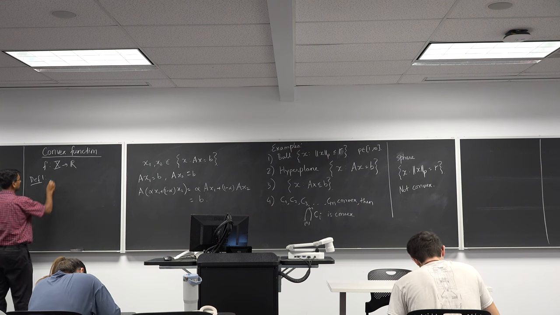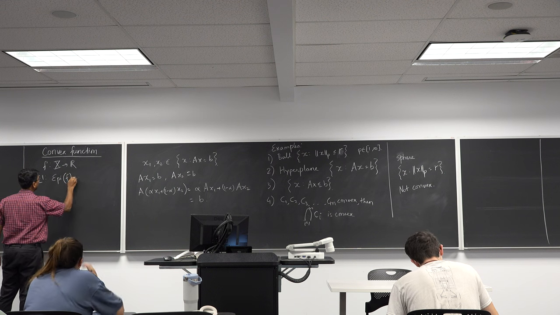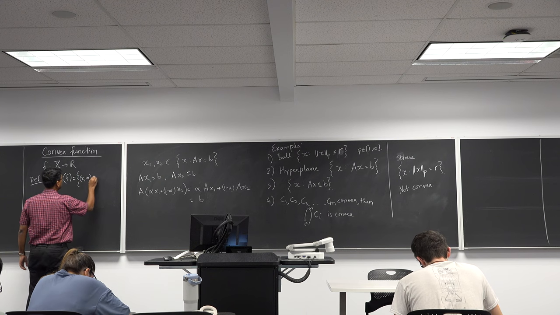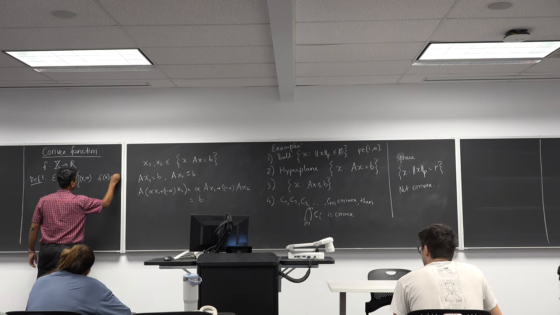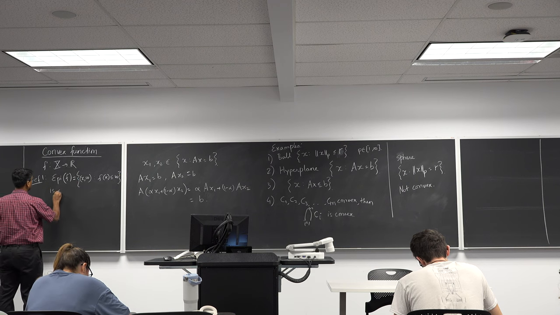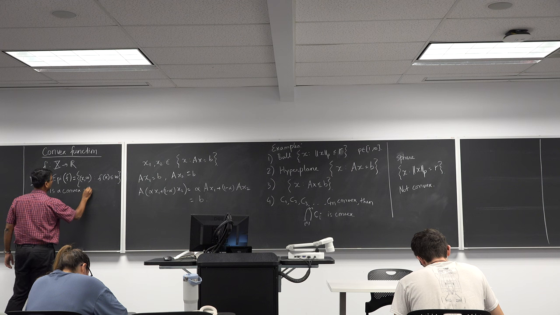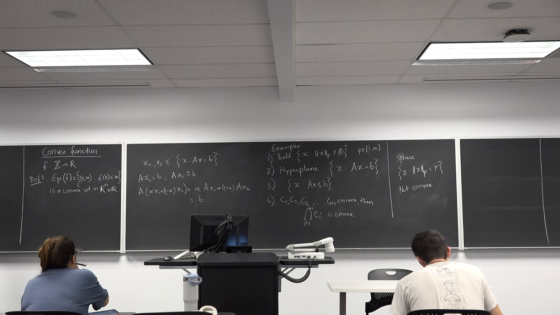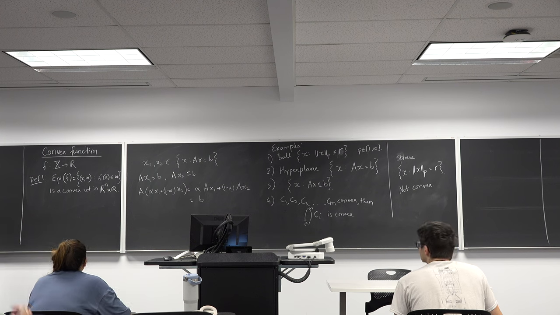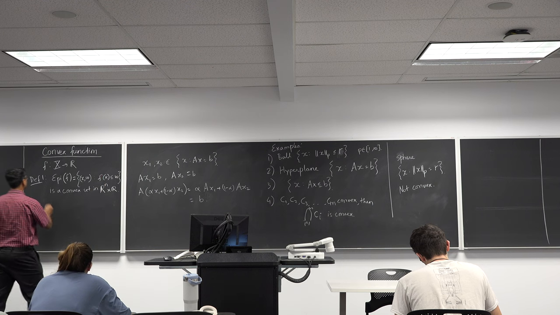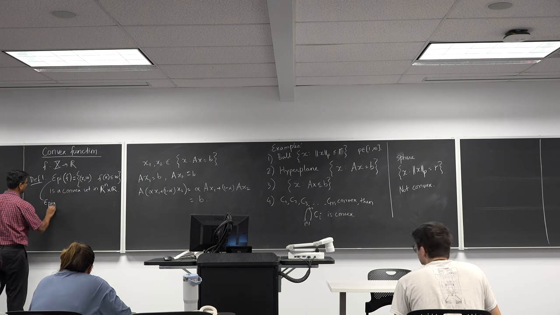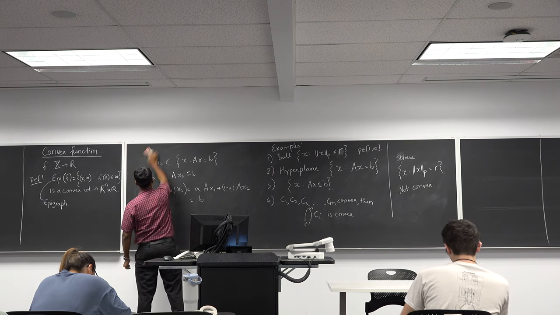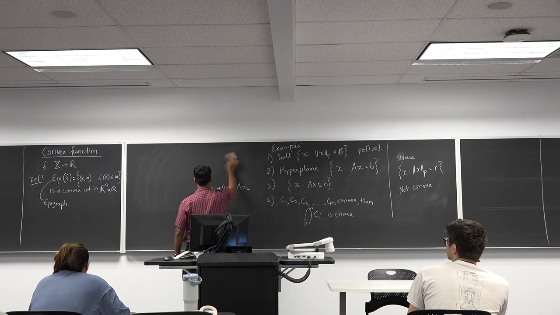So definition one is: the epigraph of f, which is defined as {(x, w) such that f(x) is less than or equal to w}, is a convex set in R^n cross R. So this is known as the epigraph. And we'll see in a picture what exactly this means.